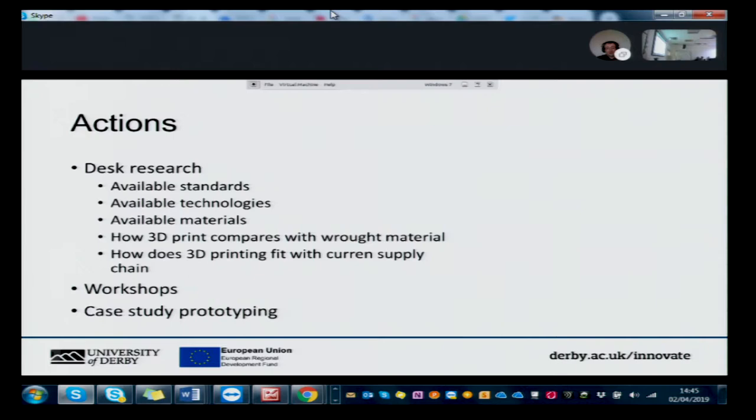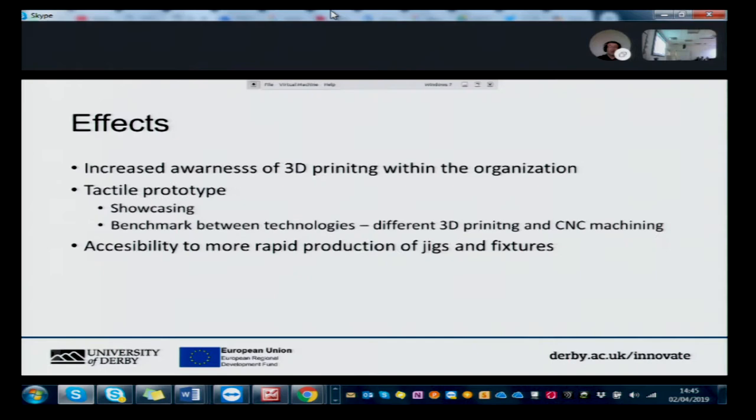for the company. Obviously, we 3D printed some jig. What was the effect for this particular company? Again, significantly increased awareness of 3D printing within this organization. The key employees and their colleagues were now able to answer many questions about 3D printing.